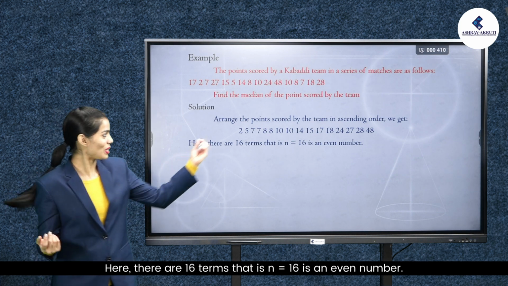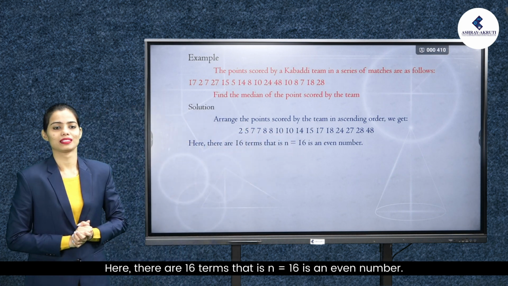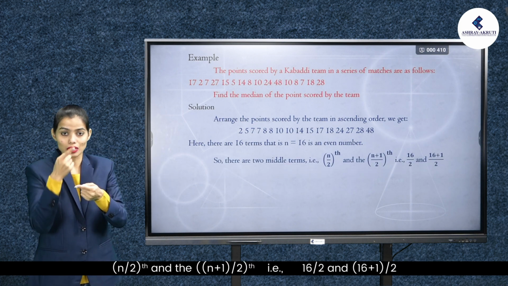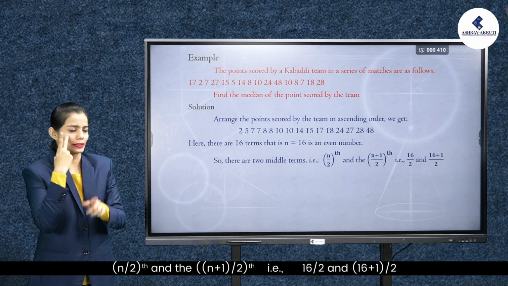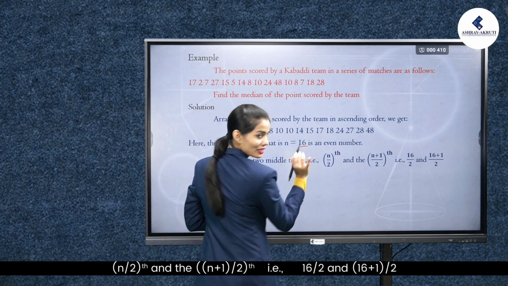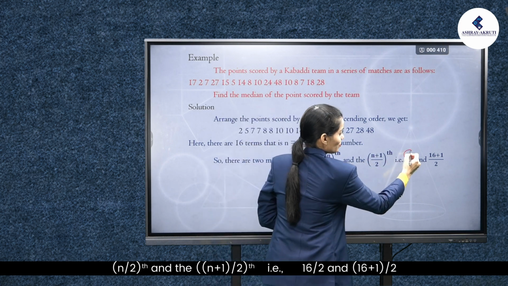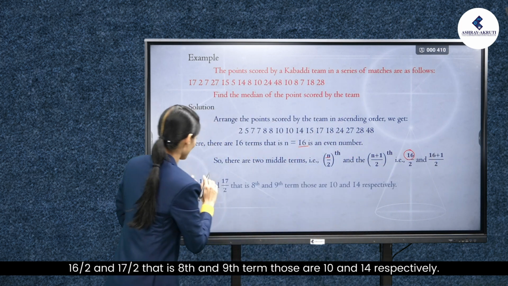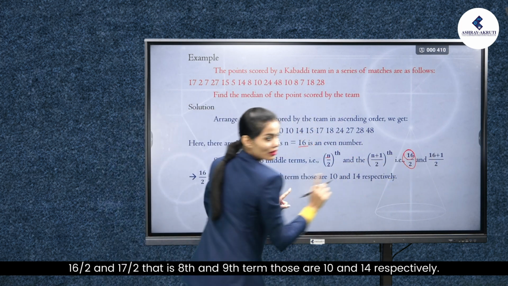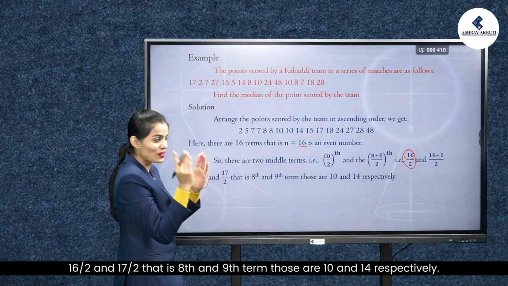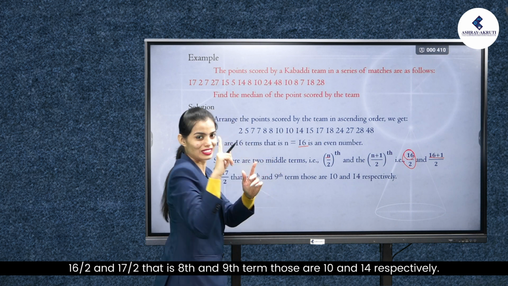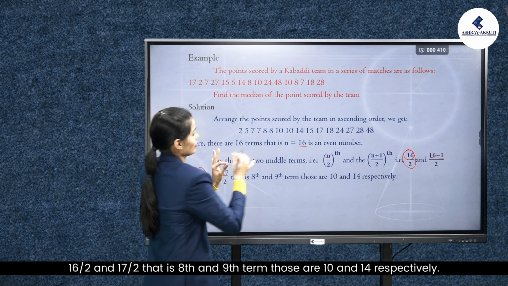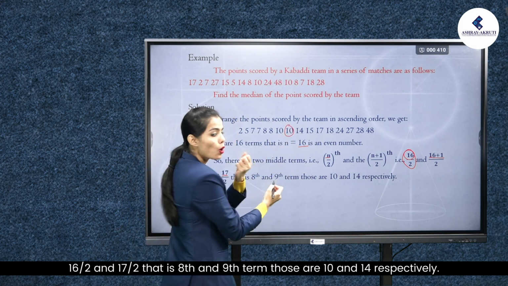Here there are 16 terms, that is n is equal to 16, an even number. So there are two middle terms, that is the n by 2th and the (n plus 1) by 2th, that is 16 by 2 and (16 plus 1) by 2, which is equal to 16 by 2 and 17 by 2. That is the 8th and 9th term, those are 10 and 14 respectively.